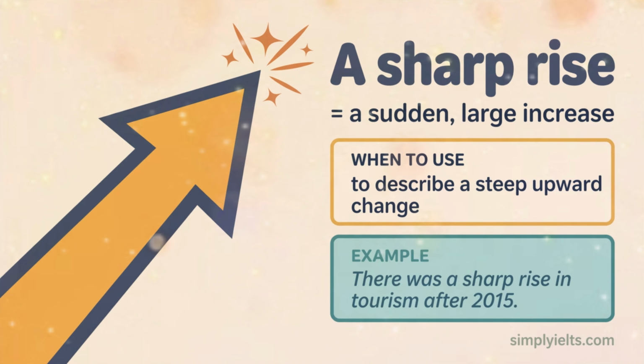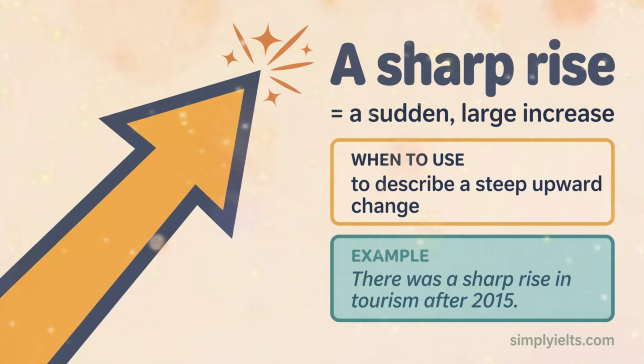A dramatic fall refers to a very large and noticeable decrease. Use this term to describe a steep or significant drop. For example, there was a dramatic fall in attendance after 2019. When something has surged, it means it has risen suddenly and powerfully. Use this when describing a fast, strong increase, such as, demand for electricity surged in the summer.